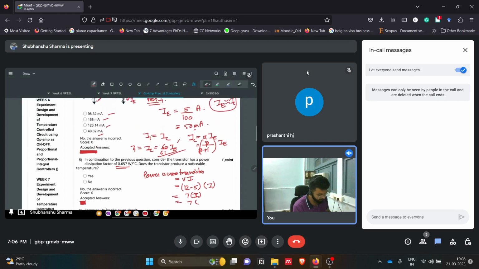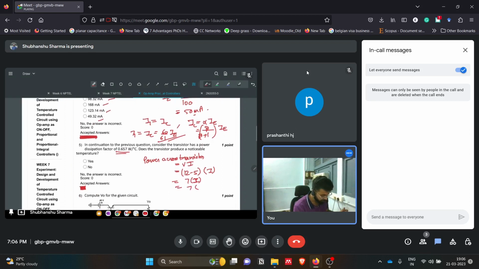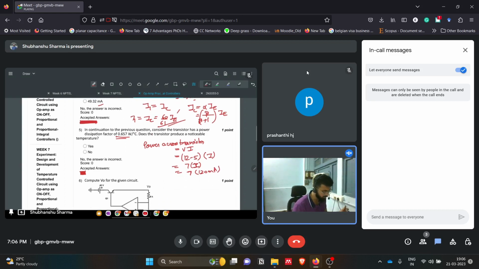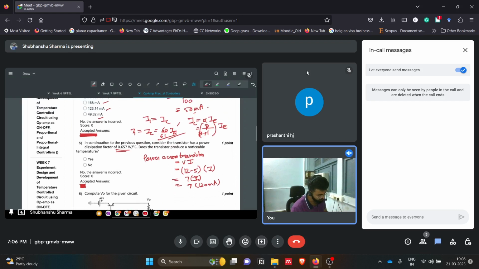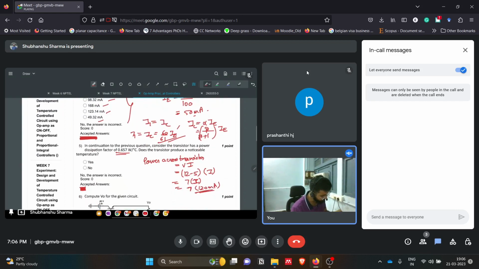Let's say, just averaging all these answers, we take it as 120 milliamps. We'll see if there is any noticeable change in the temperature, because I'm not telling you the answer for this question. So I'm just averaging this and then seeing what the power is. 740 milli, so based on this, we have 0.94 watts divided by 0.657. So in this case, it will be 1 degree Celsius, something like that.